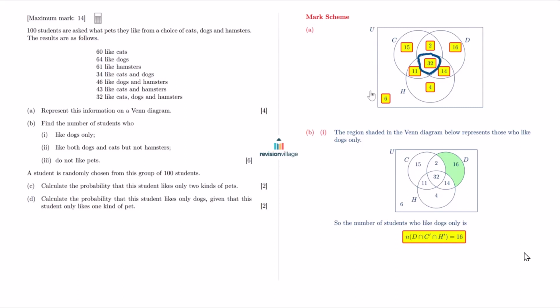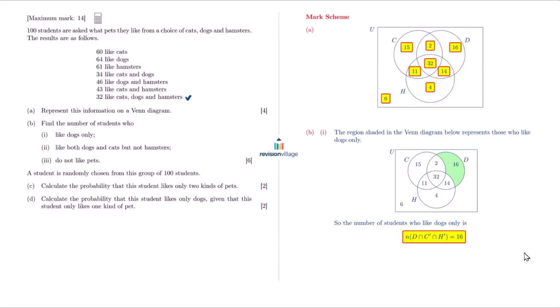Okay, so let's work through this. The bottom line here gives me that piece of information. So 32 students liked all 3, cats, dogs, and hamsters. So I can confidently go ahead and place 32 in this middle intersection here, which represents the students that like all 3 animals. Okay, so that's that piece of information there done.